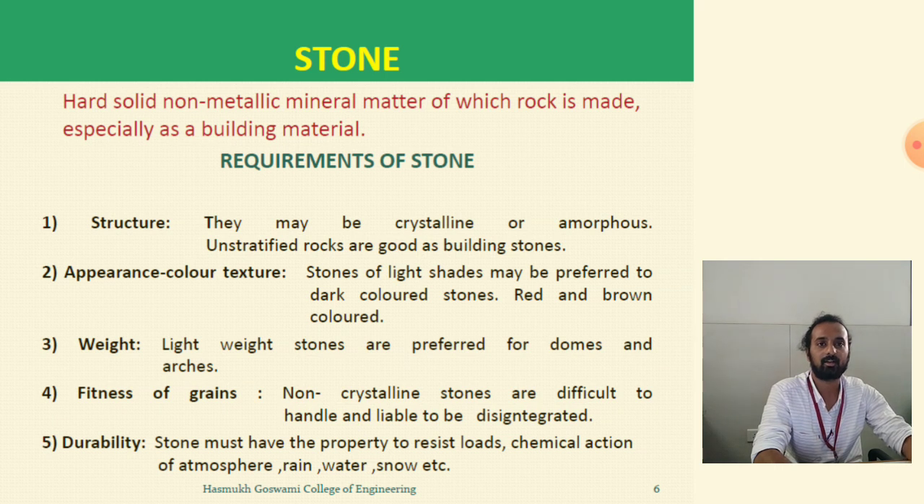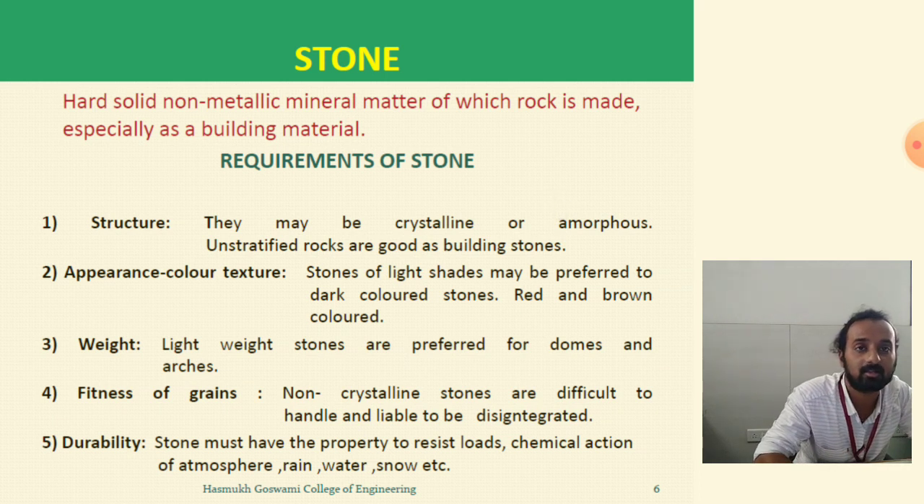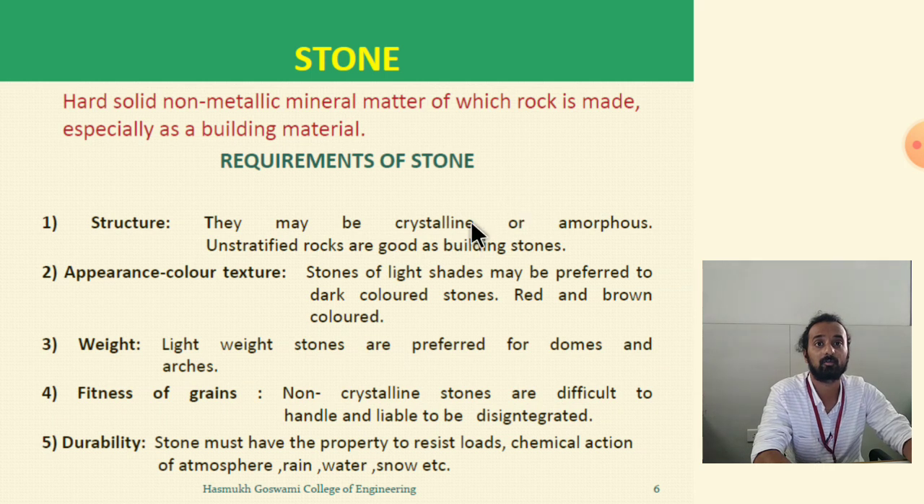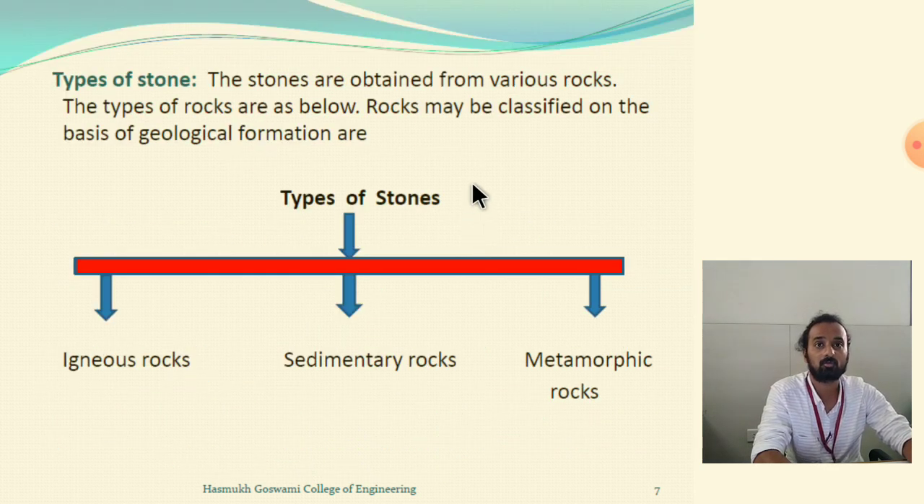It should be red and brown colored. Weight: lightweight stone is preferred for domes and arches. Fineness of grains, non-crystalline, and durability: the stone should have the property to resist atmosphere, rain, water, snow, etc. The Kailash temple in the Ellora caves in Aurangabad district is one of the biggest cut stone structures in India.